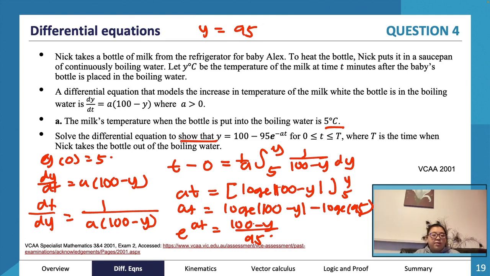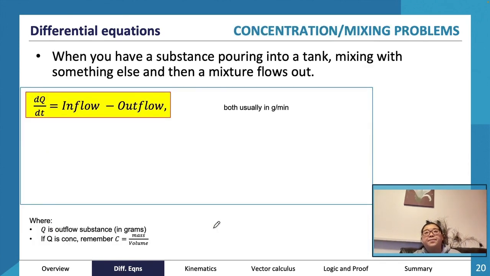Let me just rewrite that first part. It's just a bit of rearranging here. So it will be y equals 100 minus 95 e to the at, as required. Cool. So you can see how we introduced the variable, put them in, flipped it over until we got the variable that we wanted, and then from there we can figure out how to rearrange it in terms of t, so it's y in terms of t.